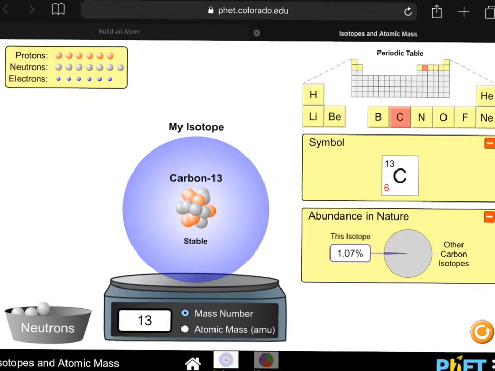What if we added another neutron? What if we went for carbon 14? Now it's even less common. It's just a trace percentage. So we can see how often these things occur in nature. And then we average them up between carbon 12, carbon 13, and carbon 14. All the different isotopes, we average them up, and that will give us our atomic mass, or AMUs.